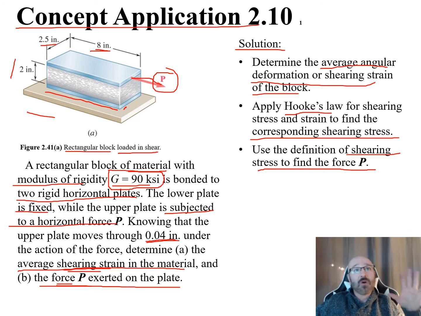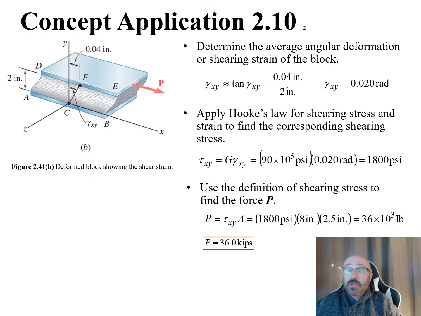Now we have all the information that's given to us. We know what they're asking us to solve for, and we know what governing equations we're going to use. So we have everything we need to begin the solution to this problem. Continuing on with our solution, we have this figure 2.41b. What's shown in this figure is the deformed block, which shows the shear strain.